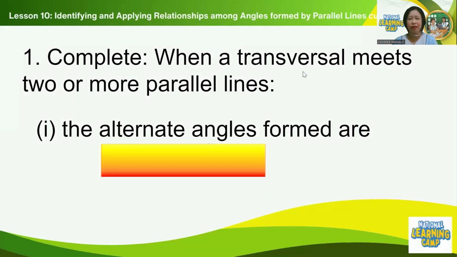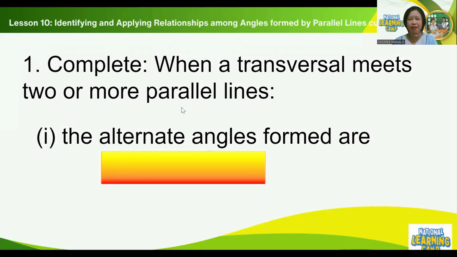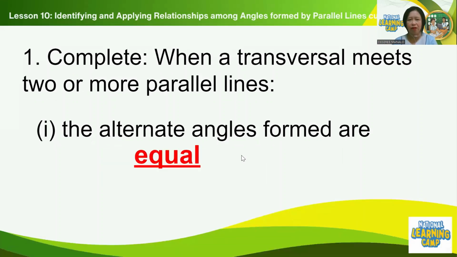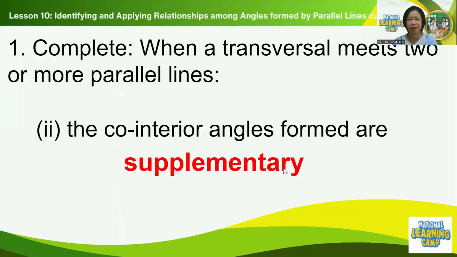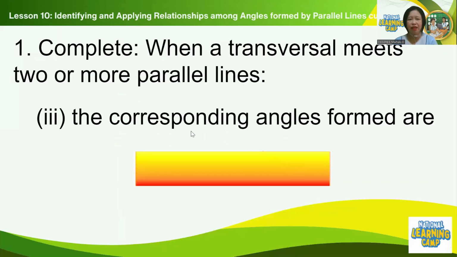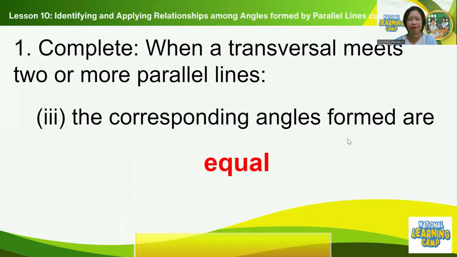1. Complete: when a transversal meets two or more parallel lines, the alternate angles formed are equal. 2. The co-interior angles formed are supplementary. 3. The corresponding angles formed are equal.